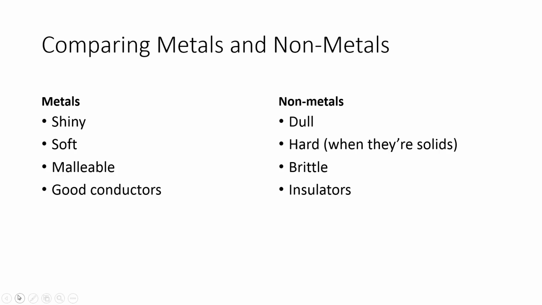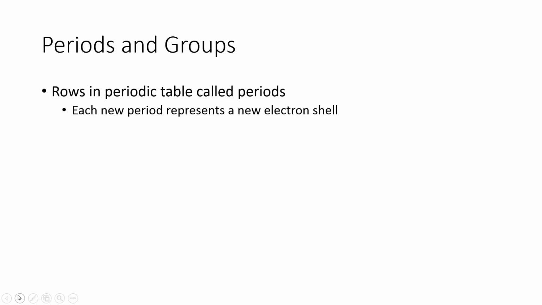Semi-metals sit in the middle. So they're a little bit shiny, but not as shiny as metals. They're a little bit hard, but they're not as hard as non-metals. They're not as malleable as metals, but they're not as brittle as non-metals. And most importantly, they conduct electricity a little bit. So they're not insulators, but they're not good conductors either. Those are the semi-metals.